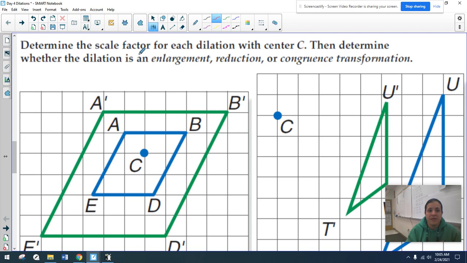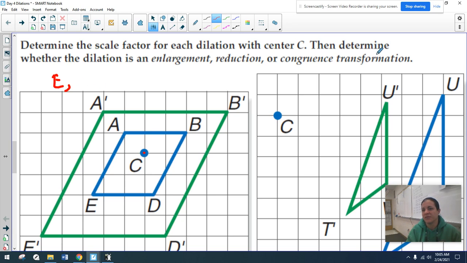Down here, this also says scale factor with the dilation C as your center, so it doesn't always have to be the origin. That's going to be the center or things like that. It says determine if it's an enlargement or reduction. So look at my primes. My primes in this case is the green one. It's bigger, so that is an enlargement. And then it does say determine the scale factor as well.